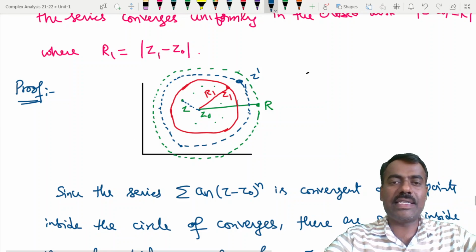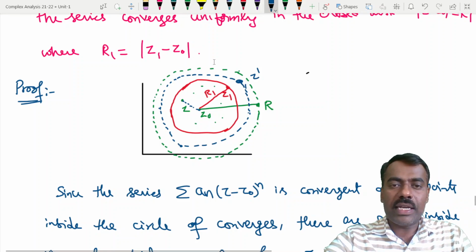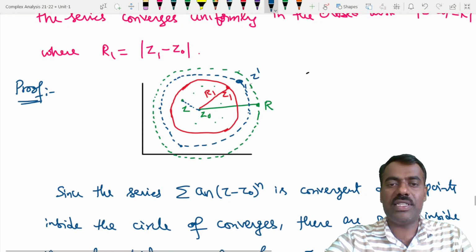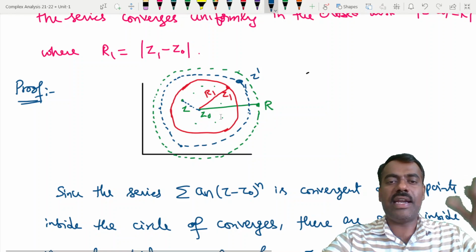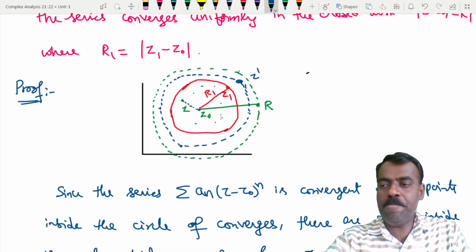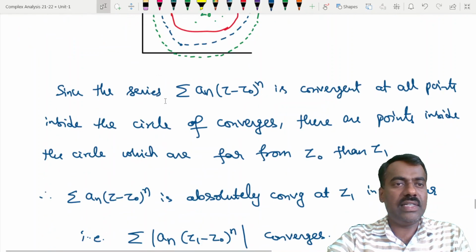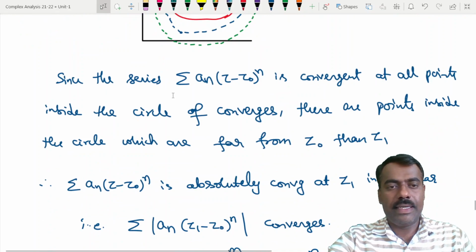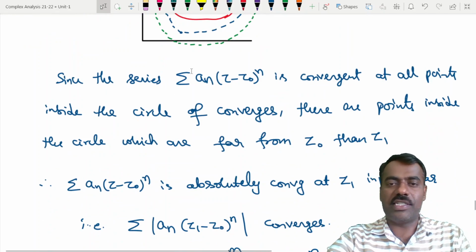So what we can understand here is that whatever circle we take inside the circle of convergence, in that circle and everywhere inside it, the series is uniformly convergent. Okay, fine. We'll stop here and we'll see some other properties of analytic functions next class.